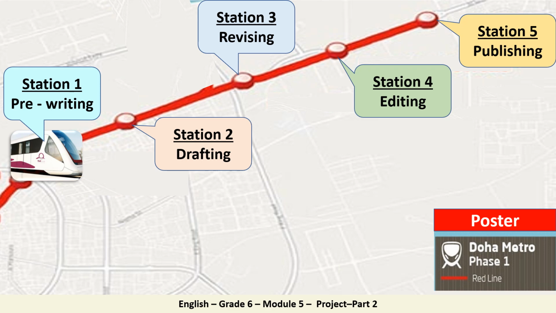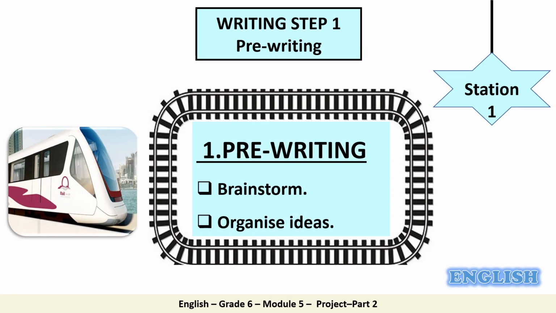The first station is pre-writing. At this station, you're thinking of your topic. In other words, you're brainstorming and organizing ideas. Let's start brainstorming ideas. Brainstorming means thinking of different ideas. We're going to brainstorm the most important parts of your poster.